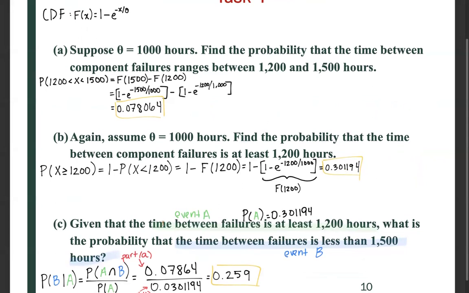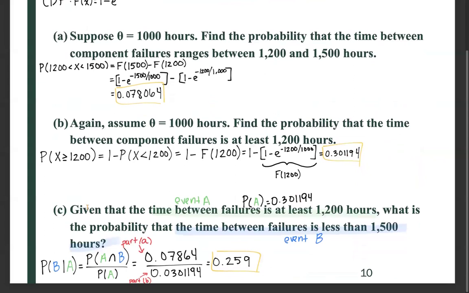All right, now the last part. Given that the time between failures is at least 1,200 hours, what is the probability that the time between failures is less than 1,500 hours? Here we have language saying "given that" and then something, what is the probability? This is kind of a key phrase for a conditional probability. So here we have the probability of B given A. And so what is B and what is A?